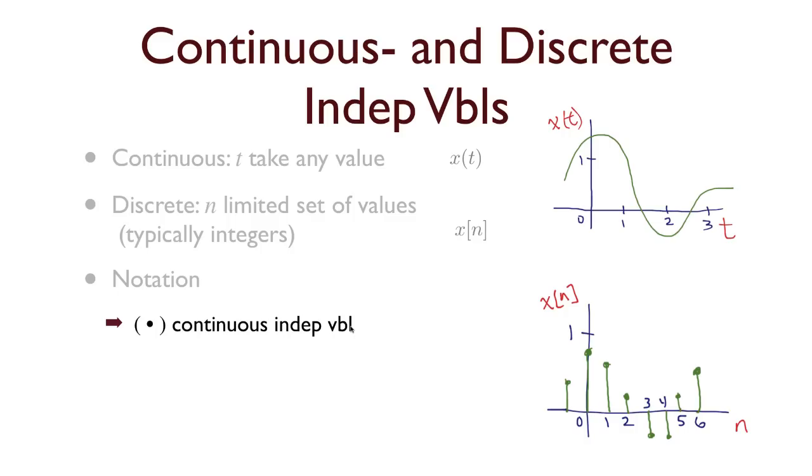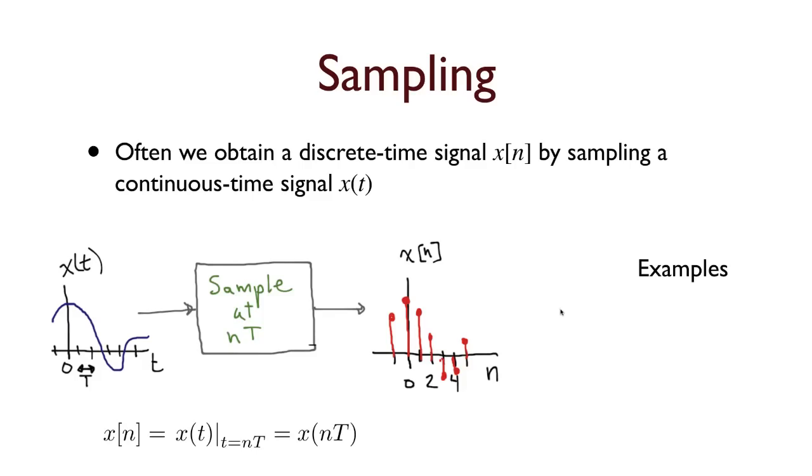Now for notation, you may have noticed this already, we're going to use parentheses to represent continuous independent variables, and we're going to use brackets, square brackets, to denote discrete independent variables. And that'll be true whether these are functions of time or frequency or other quantities. Okay, if you have square brackets, you know that it's a discrete independent variable, and those are going to be limited to indices of integers.